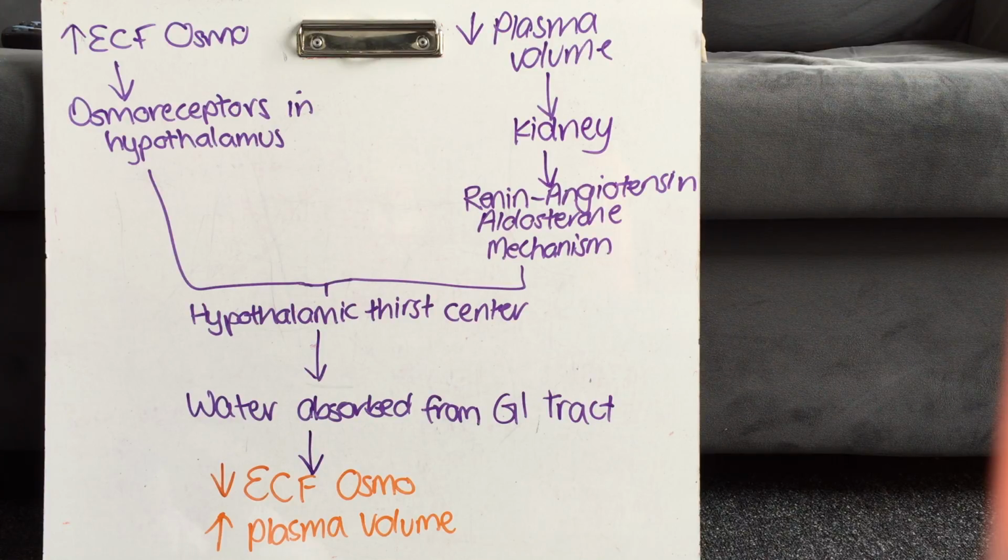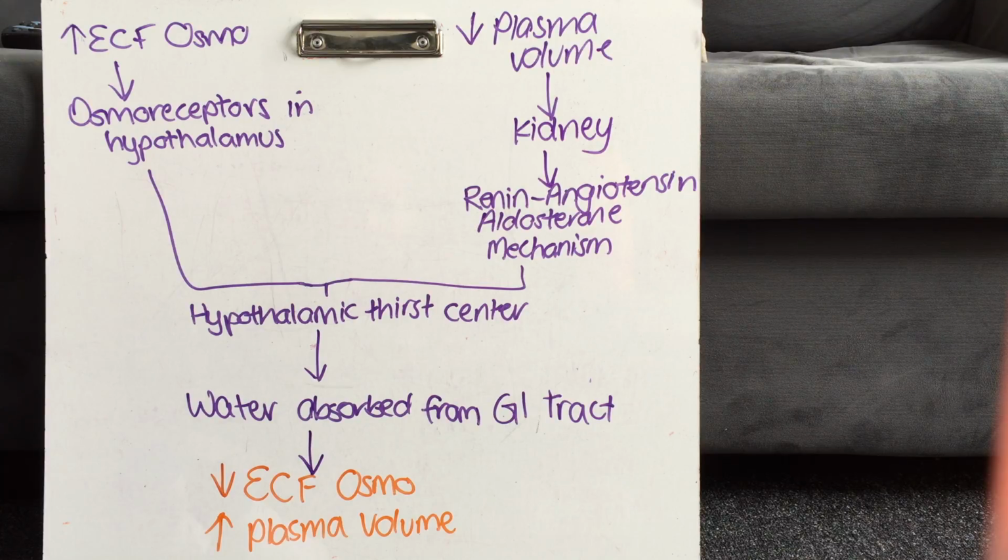Okay, so today I want to talk to you about the mechanisms for regulating water intake. Now, there's two main parts to this, and that includes the plasma volume and the extracellular fluid osmolality. So when you are dehydrated, you'll have an increased extracellular fluid osmolality due to decreased water, which is detected by the osmoreceptors in the hypothalamus.